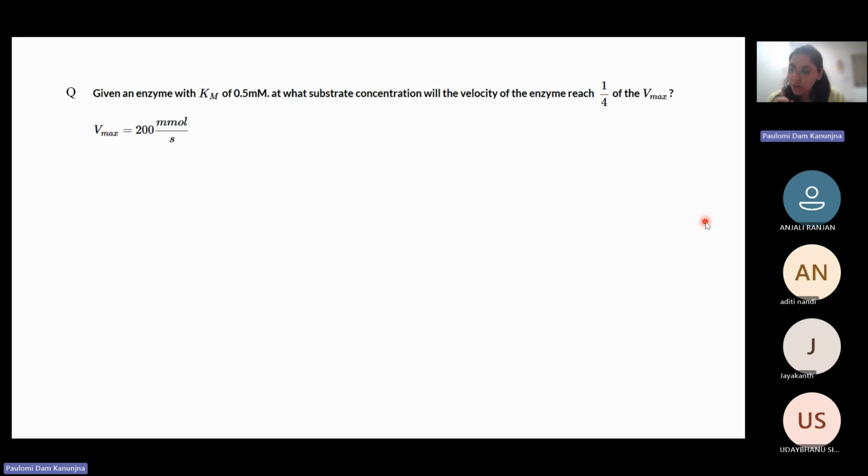Anjali, is this clear? Vmax is 200. V naught is Vmax by 4, so 200 by 4. Okay, so I've got one answer. Maybe use this information and answer quickly. What is the substrate concentration at these conditions with your V naught being 1/4 of Vmax and your Km being 0.5?